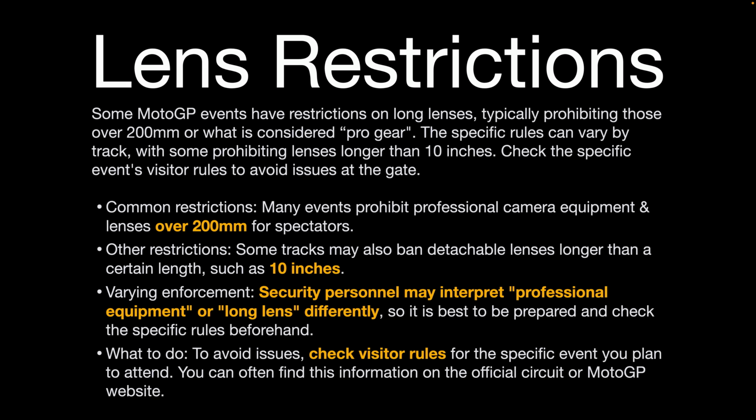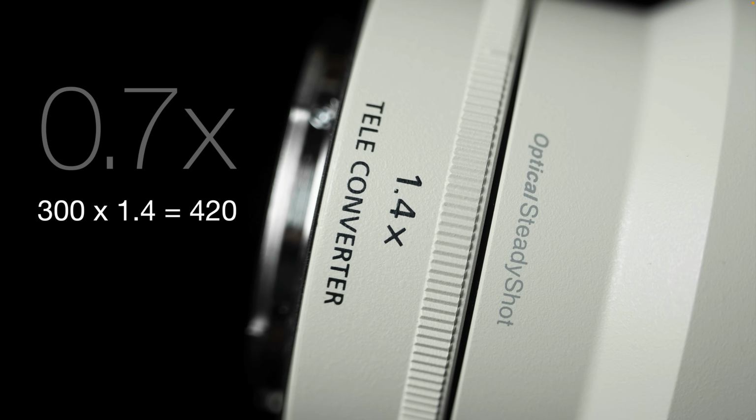So some lenses will be restricted if they are longer than 200mm focal length. Some look at the physical size of the lens, so longer than 10 inches. The security personnel looking inside the bags as you enter the circuits may also interpret professional equipment a little differently. So it is best to be prepared and check the specific rules before you go to the circuit. Okay, so that is my top recommendation before you even go and start shooting this motorsport.